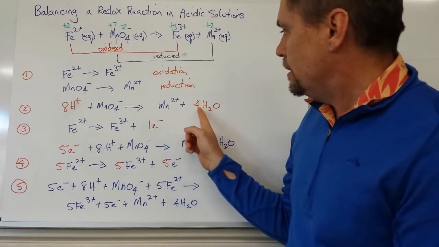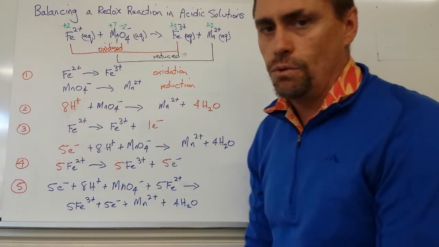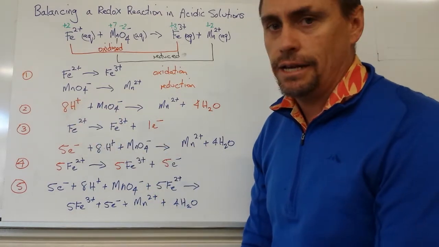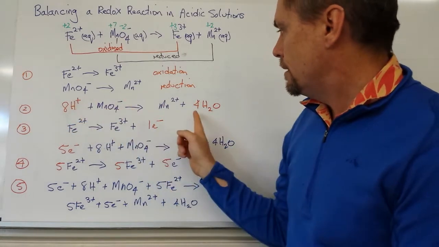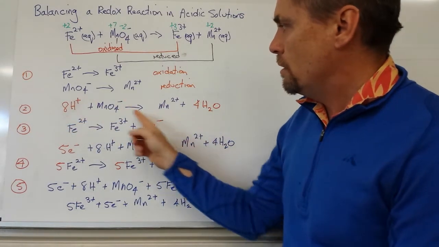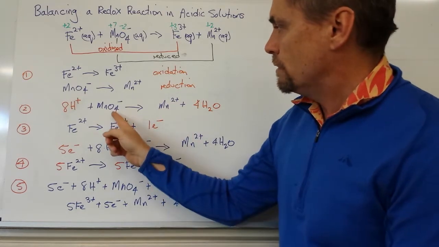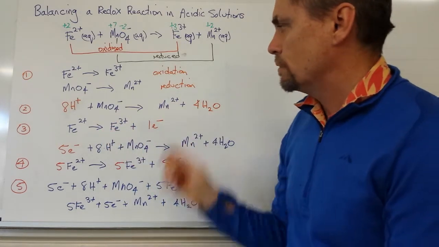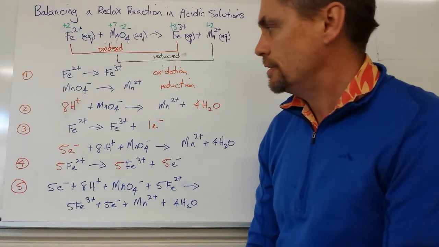Now we're deficient in hydrogen on the left-hand side, so we need to put in 4 lots of hydrogen ions on that left-hand side. We've now got 8 hydrogens on the left, 8 hydrogens on the right. 1 lot of manganese on the left, 1 lot on the right, 4 lots of oxygen on the left, 4 lots of oxygen on the right. So we're now balanced in terms of our atoms for both half reactions.